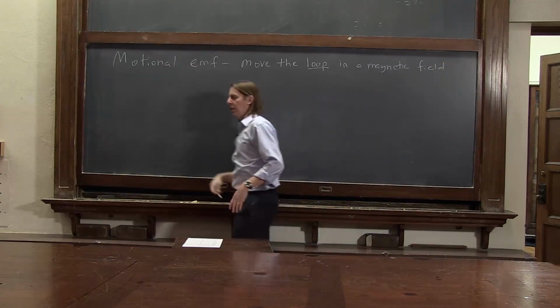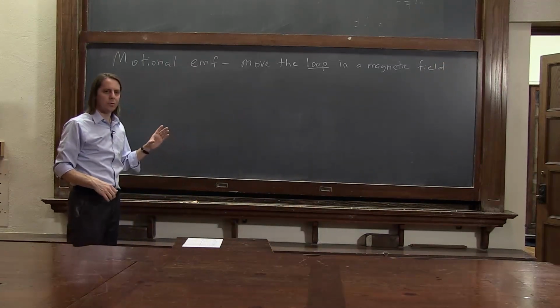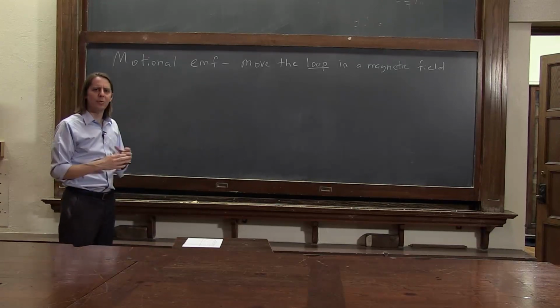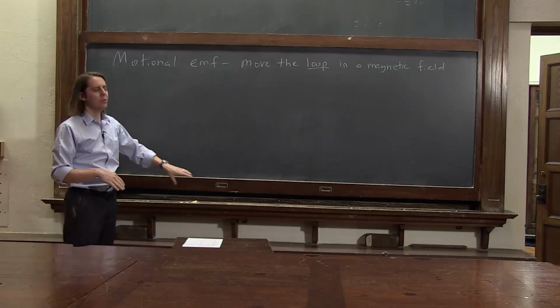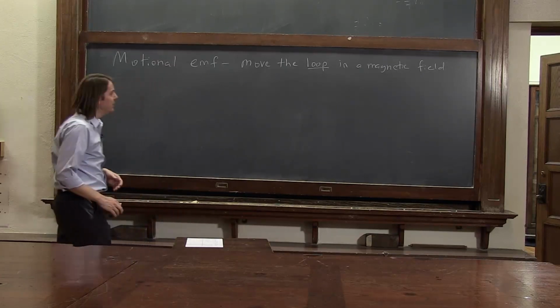Right. In all those examples I did at the beginning, in almost all of them, the loop was stationary. We were moving the magnets, we were changing currents, we weren't moving the loop. That very last one where I let the loop drop, that would have been a motional EMF. So let's look at those more carefully.